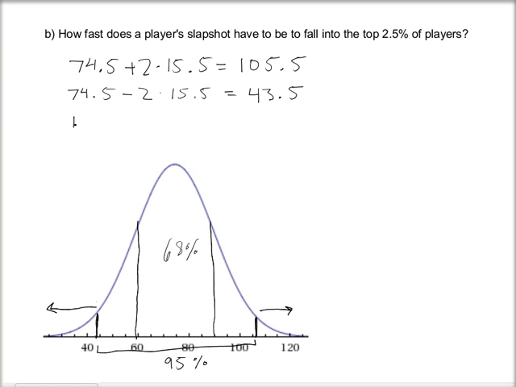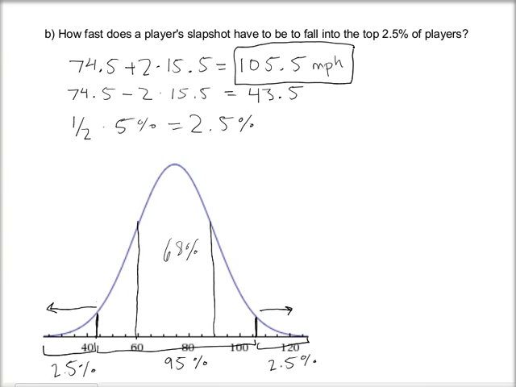So 1/2 of 5% is 2.5%. So I've got 2.5% of my players here and another 2.5% down here. So the top 2.5% of players have shots that are at least 105.5 miles per hour. So that's my answer. So a player's slap shot has to be 105.5 miles per hour to fall into the top 2.5% of players.